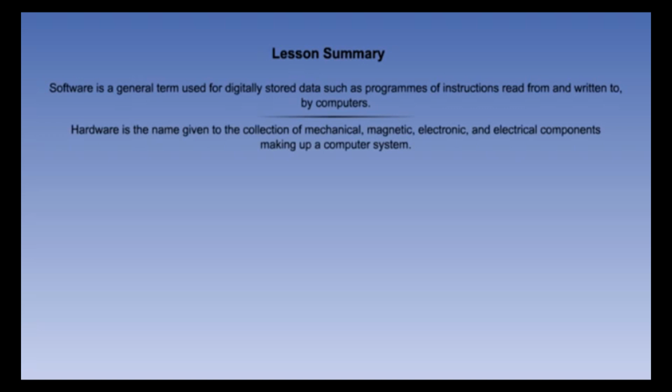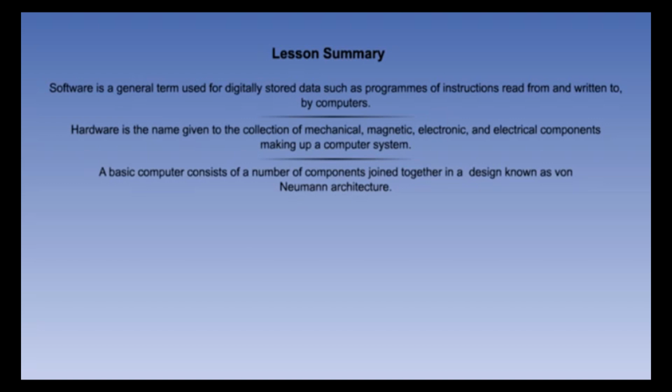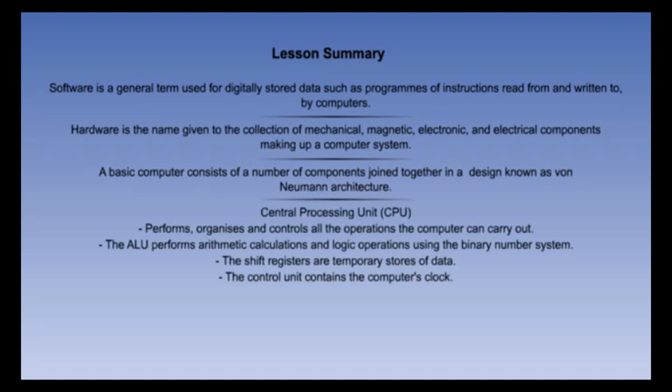Hardware is the name given to the collection of mechanical, magnetic, electronic and electrical components making up a computer system. A basic digital computer consists of a number of components joined together in a design known as von Neumann architecture. The central processing unit, or CPU, performs, organizes and controls all the operations the computer can carry out. Within the CPU, the arithmetic logic unit, or ALU, performs arithmetic calculations and logic operations using the binary number system. The shift registers are temporary stores of data and the control unit contains the computer's clock.